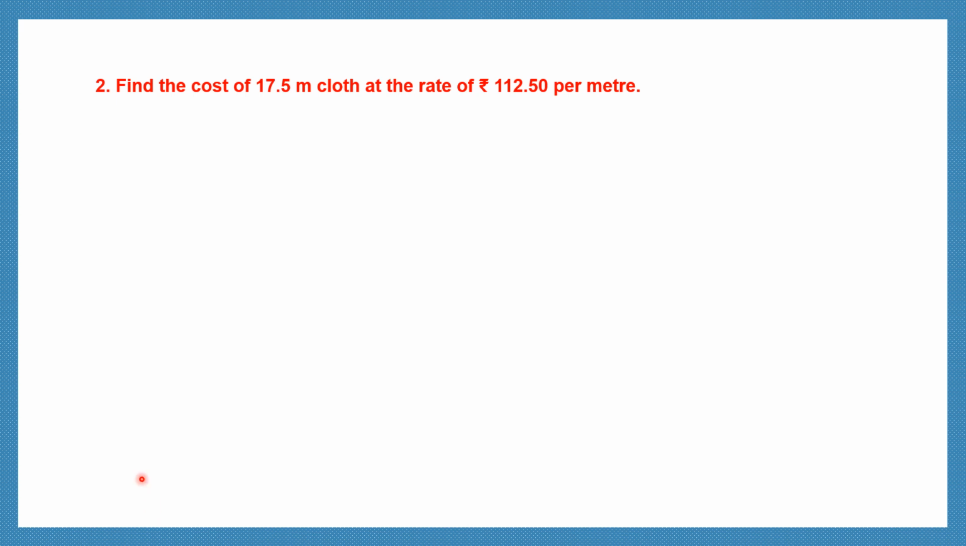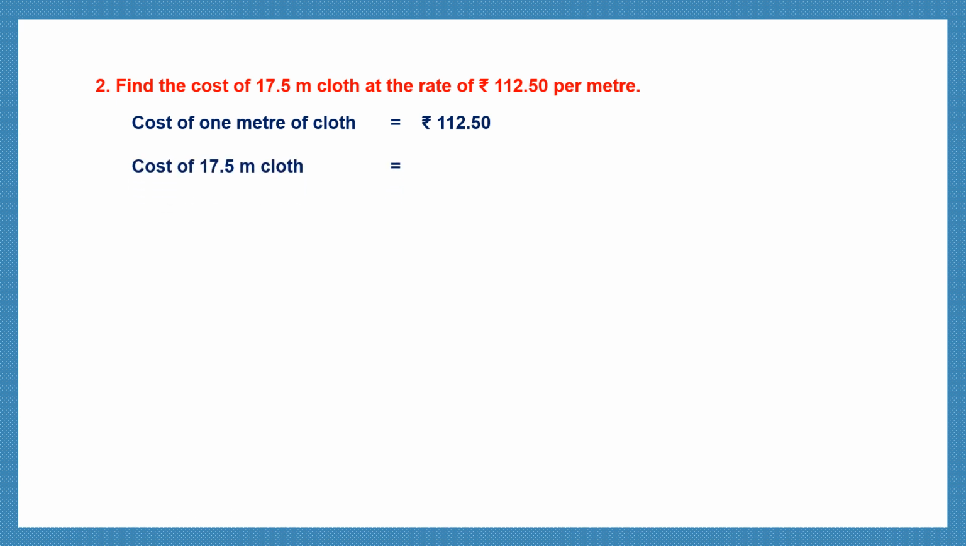Next question. Find the cost of 17.5 meter cloth at the rate of 112.50 per meter. So now we know the cost of 1 meter. The cost of 1 meter is 112.50. It says per meter, which means 1 meter. Now we have to find for 17.5 meters. Again, we've been given the cost of 1. We've been asked to find the cost of more than 1. So this is multiplication. So the first step, the cost of 1 meter of cloth is 112 rupees 50 paisa.